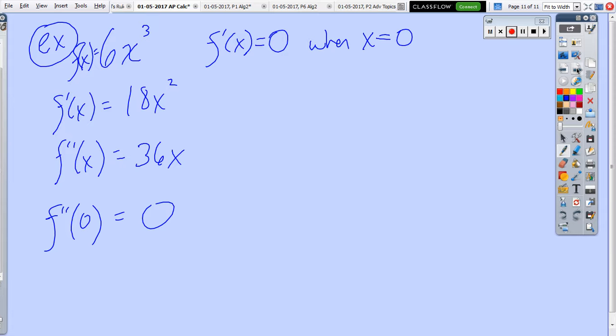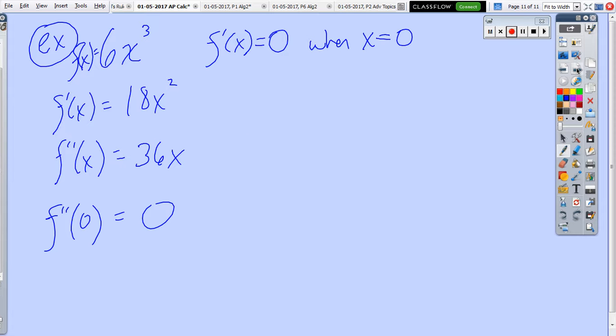Okay, so the second derivative test has failed. So this one doesn't work. You have to use the first derivative test. And it failed because at the point c, which made f prime of c equal to 0, which is when x is 0, f double prime of 0 is 0. It's not greater than 0 or less than 0. It is 0. It's failed. So you have to use the first derivative test.